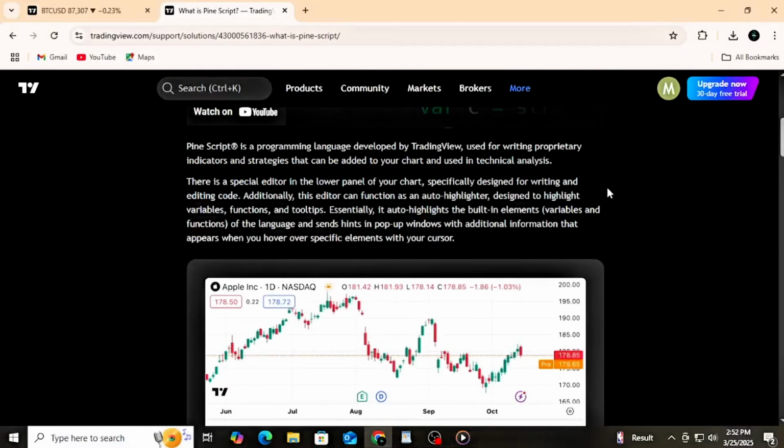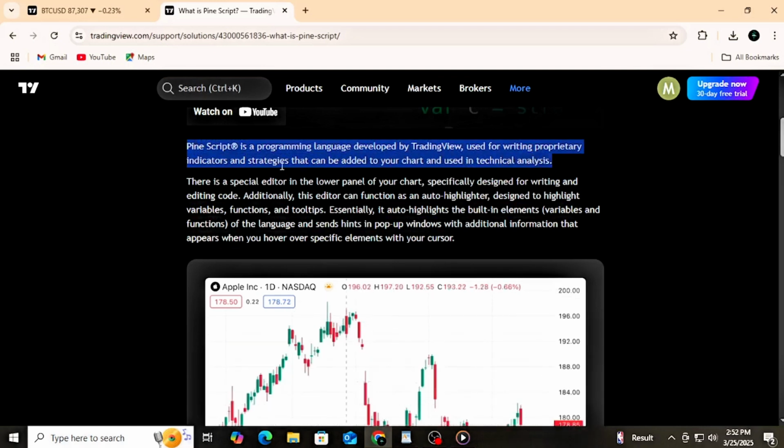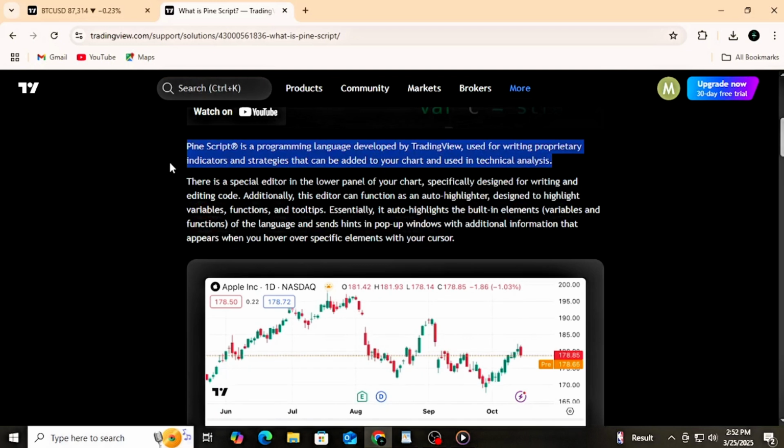Welcome to this tutorial on PineScript. If you are interested in technical analysis and want to create your own indicators or trading strategies, then this guide will help you get started. PineScript is a domain-specific programming language created by TradingView. It is used to develop custom indicators and trading strategies that run on the TradingView platform.